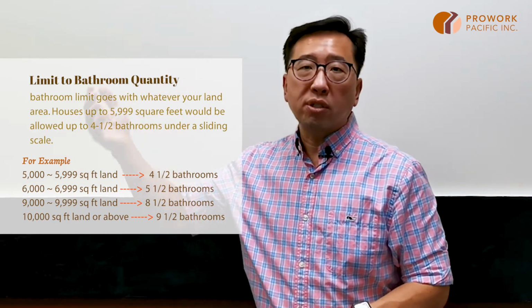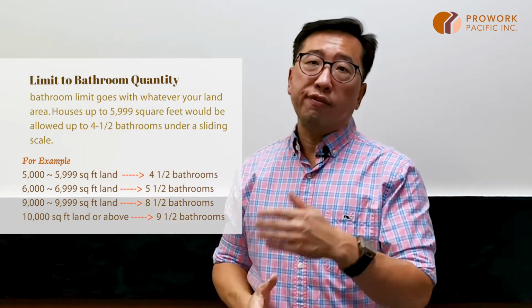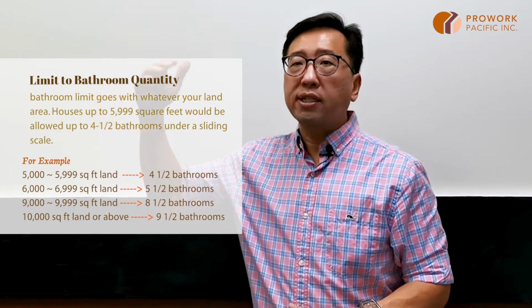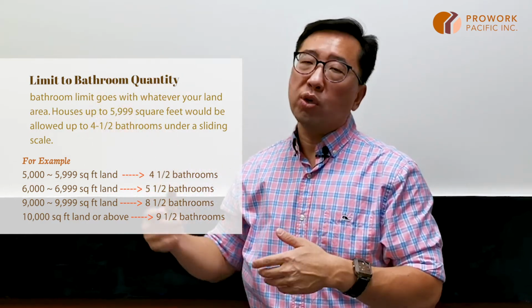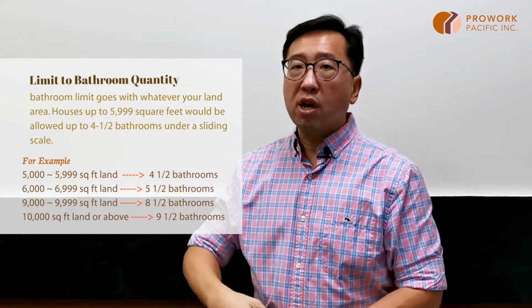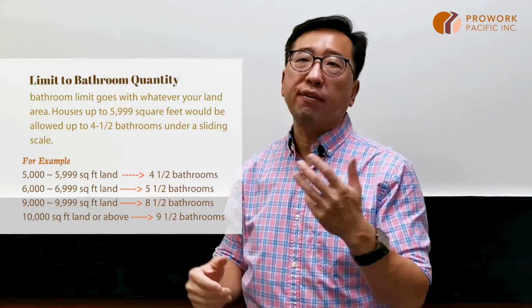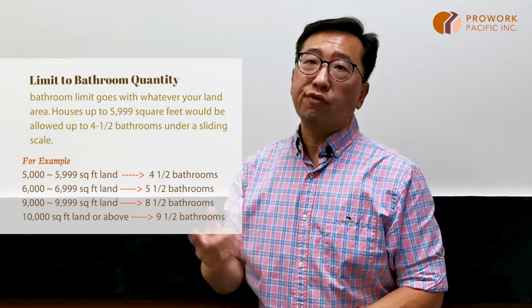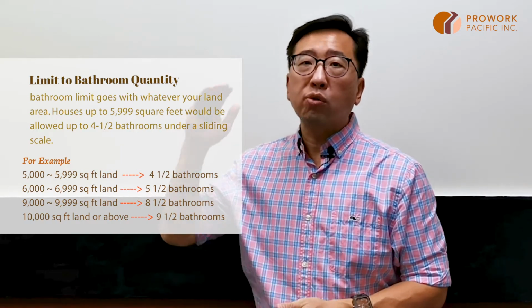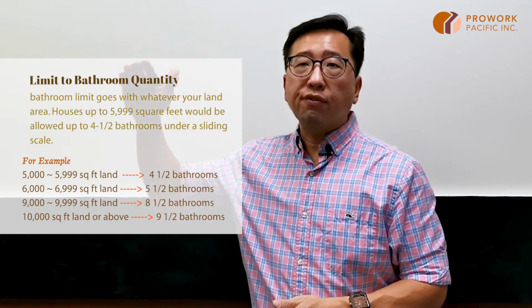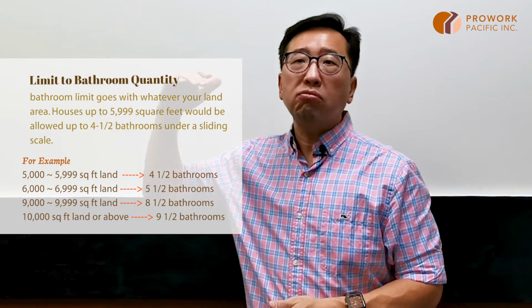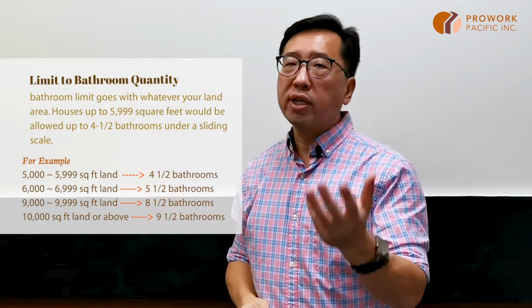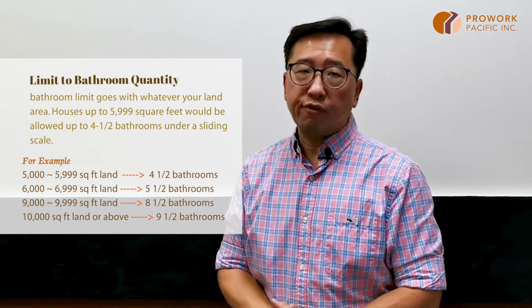If you have 6,000-something square feet, you can have 5.5. Up to 9,000-something square feet, you can have 8.5. If you have 10,000 square feet, then you can have 9.5. And how about if I have 15,000? Unfortunately, right now the code only goes to 9.5. So even with 11,000 square feet, 20,000 square feet, or 30,000 square feet, you can still only have 9.5 bathrooms.